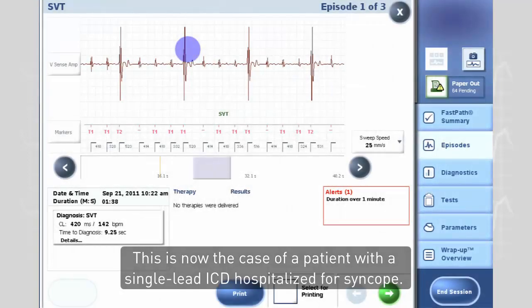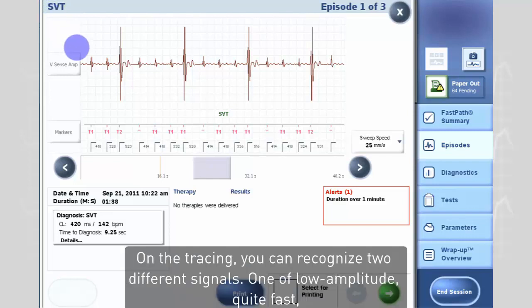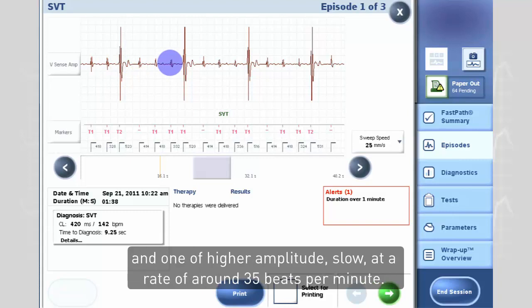This is now the case of a patient with a single lead ICD, hospitalized for syncope. You could find this episode labeled SVT in the memory of the device. On the tracing, you can recognize two different signals, one of low amplitude, quite fast, and one of higher amplitude, slow, at a rate of around 35 beats per minute.